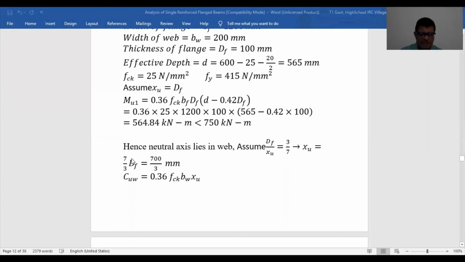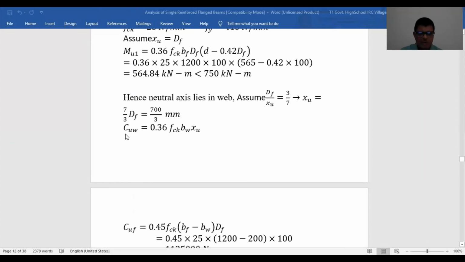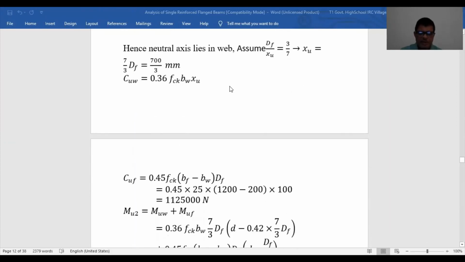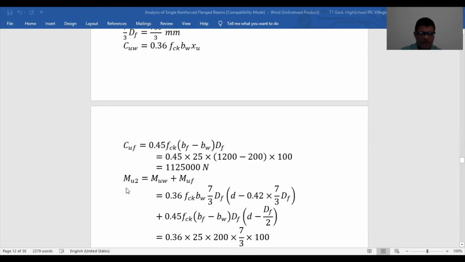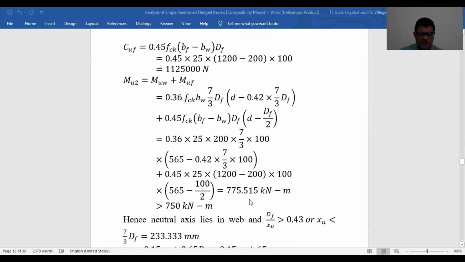So how will we get? Now CUW, that is the compressive force in wave, because of the rectangular section, and then for the planes, and then calculate the MU value. Now again put xu is equal to 7 by 3 df. Now you see what the value is coming. This is coming more than this. More than this means xu shall be less than this. But df by xu is greater than 0.43, then only you will find this value. So because df by xu is greater than 0.43, this value is coming more than this. That means xu value is less than 7 by 3 df.